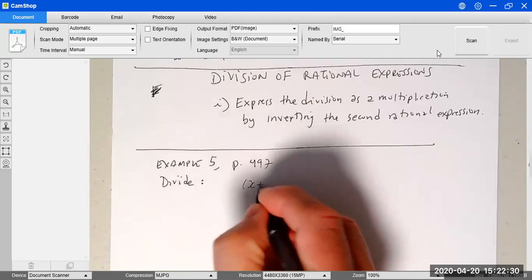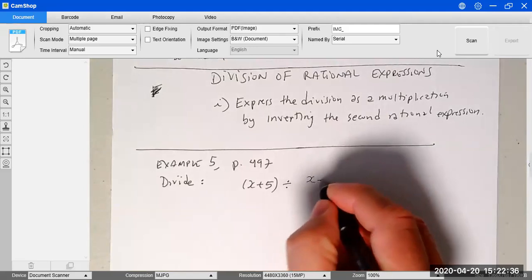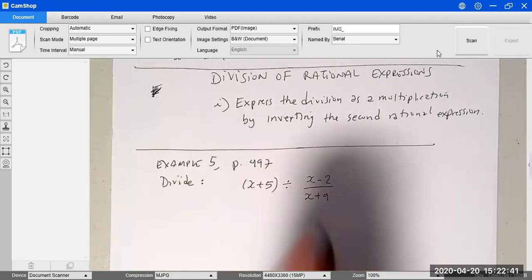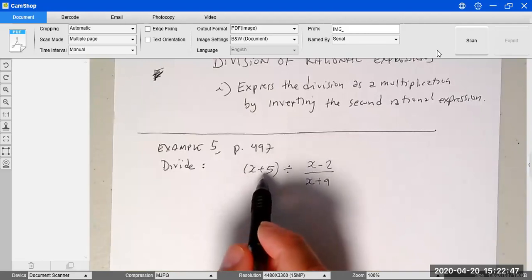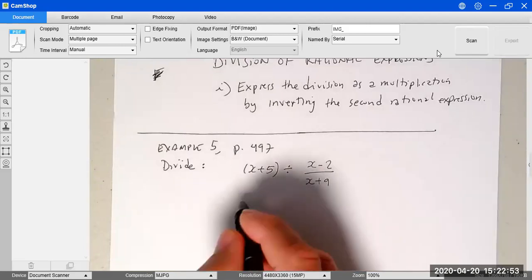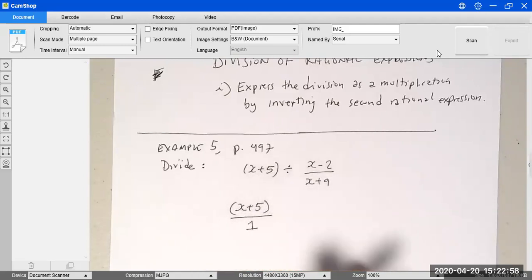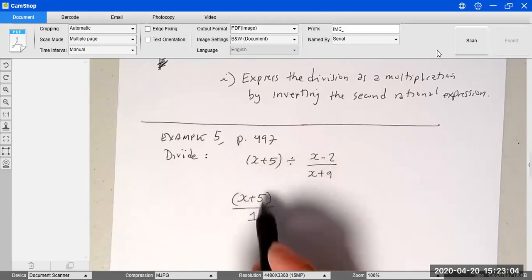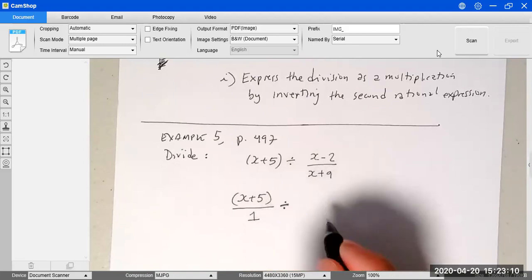x plus 5 by x minus 2 over x plus 9. So what is the first thing? When you have an expression like this that is not written in fraction form, you need to write it that way by getting a denominator equal to 1. So you need to write everything as fractions. So this is the first one. Then you have the operator for division.